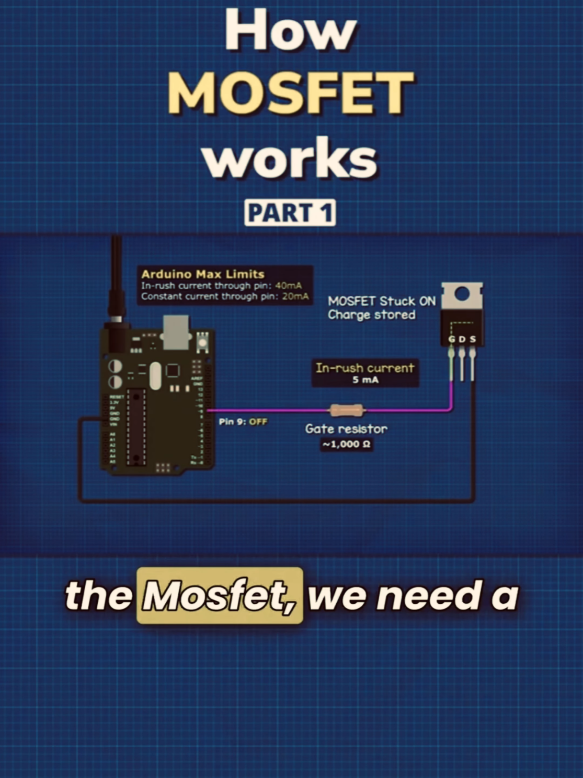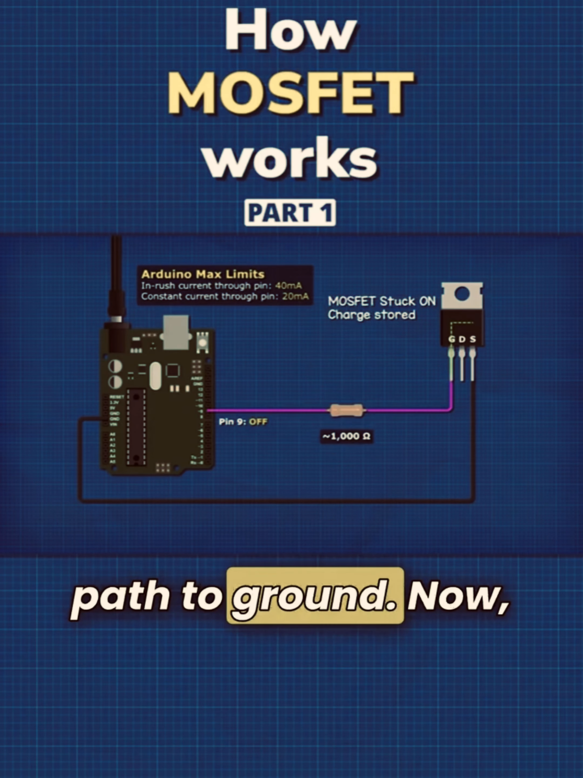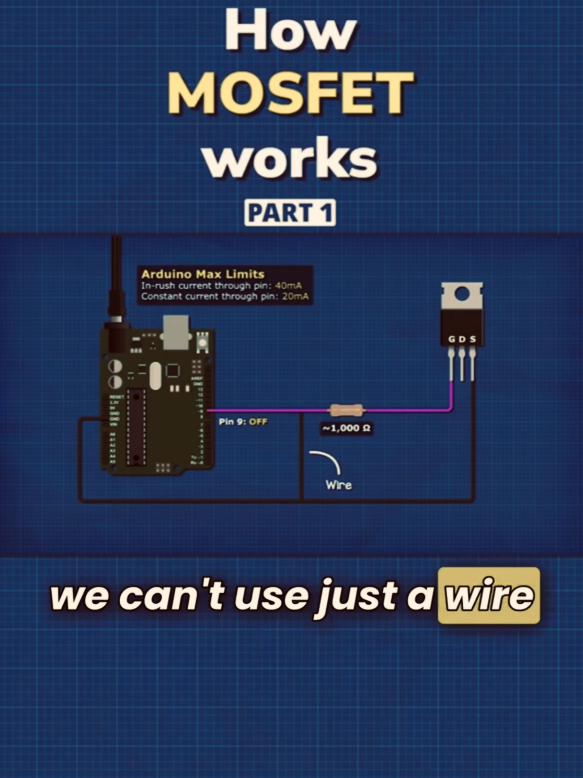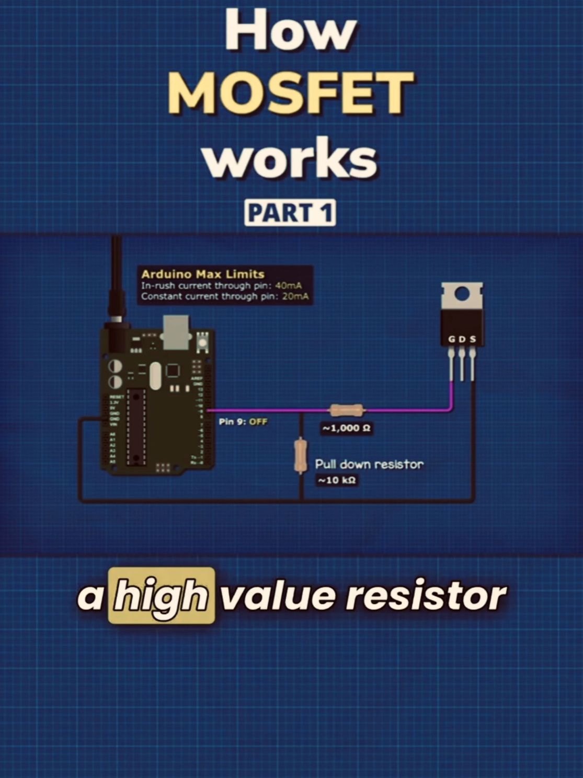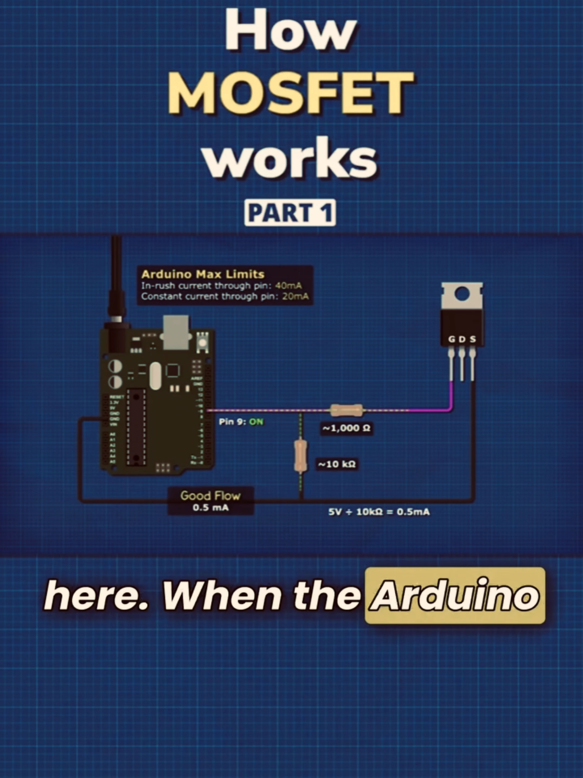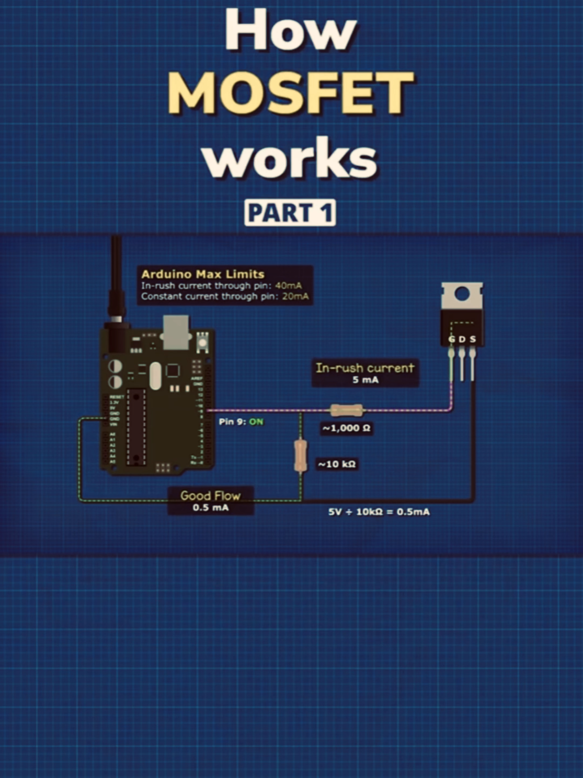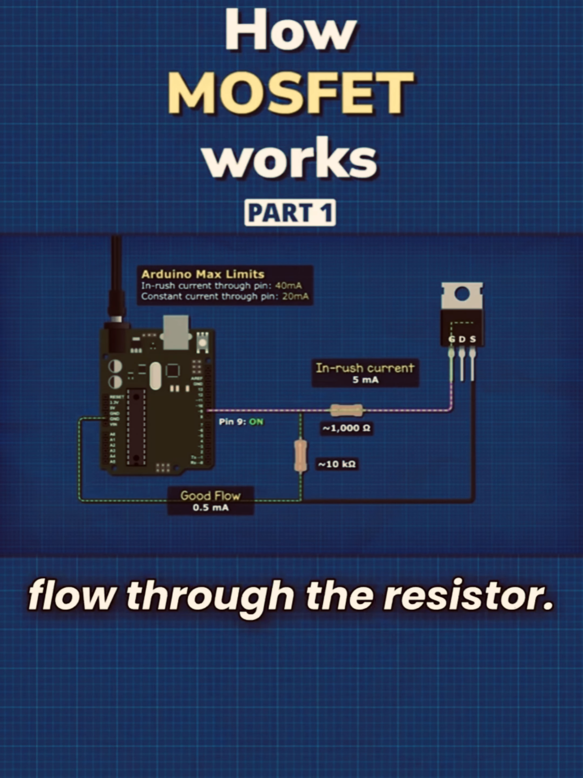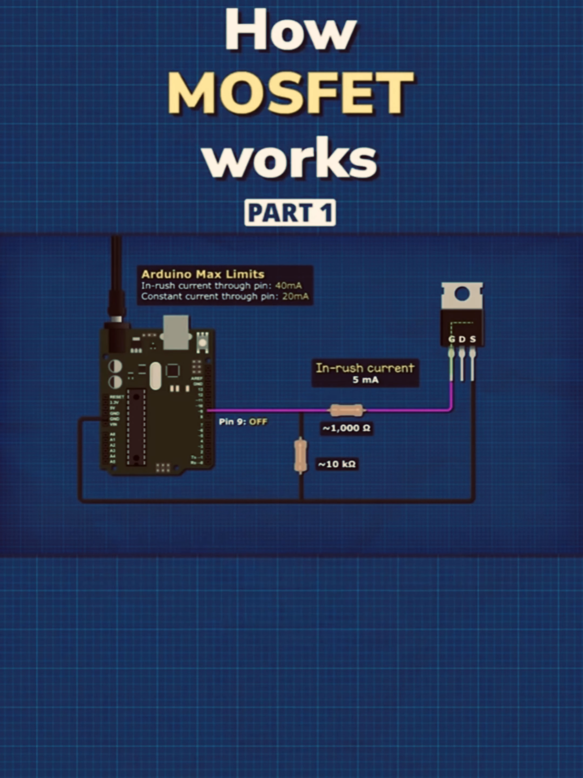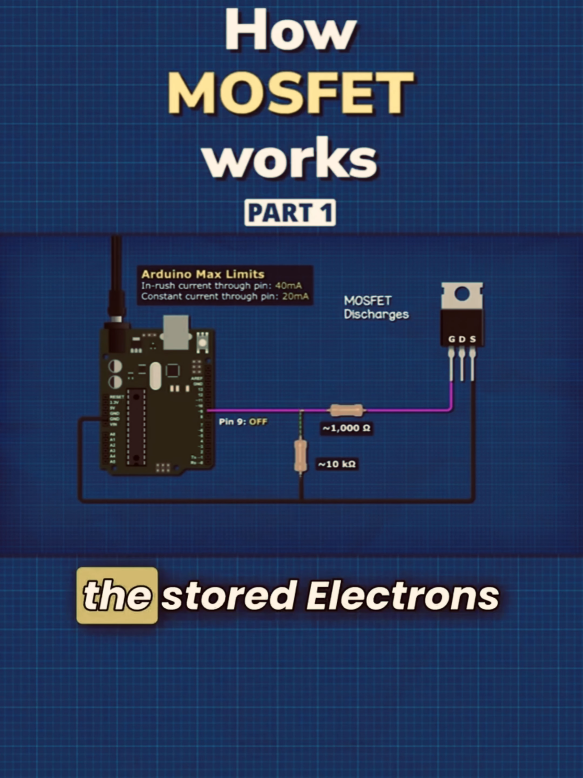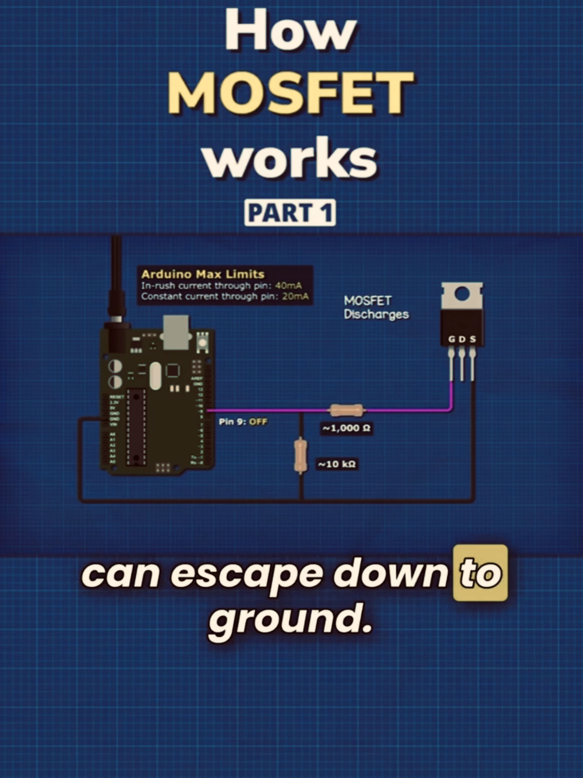To discharge the MOSFET, we need a path to ground. Now, we can't use just a wire because too much current will flow. So we place a high-value resistor here. When the Arduino energizes the gate pin, a small current will flow through the resistor, but the MOSFET gate pin receives the full voltage. When the pin is de-energized, the stored electrons can escape down to ground.